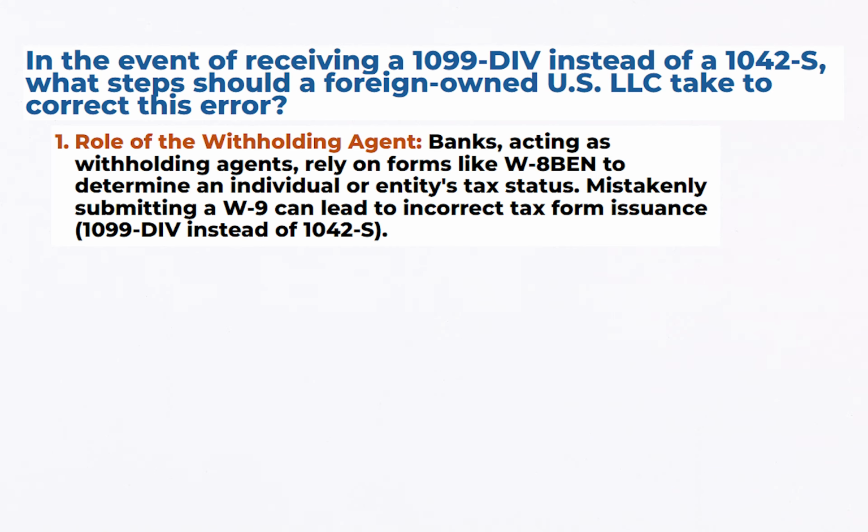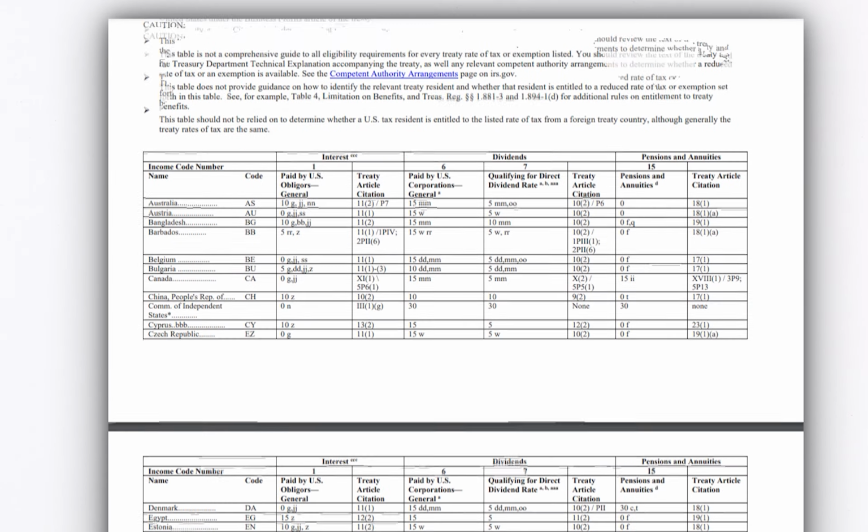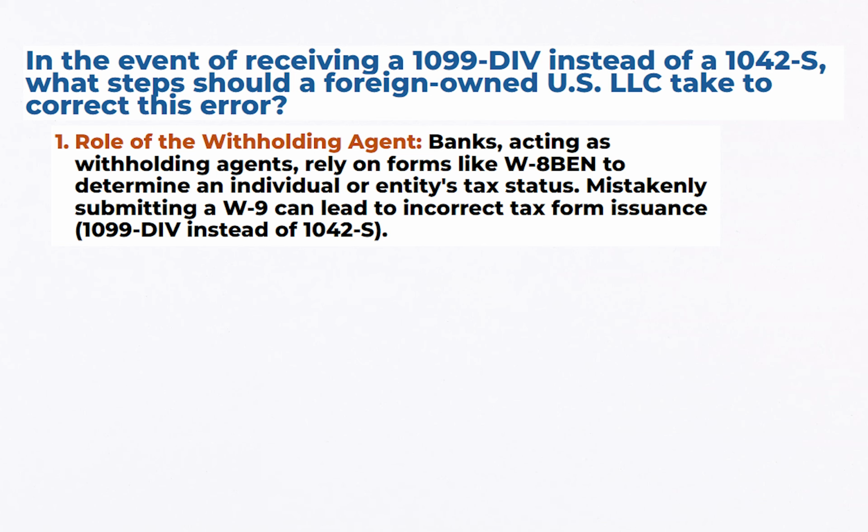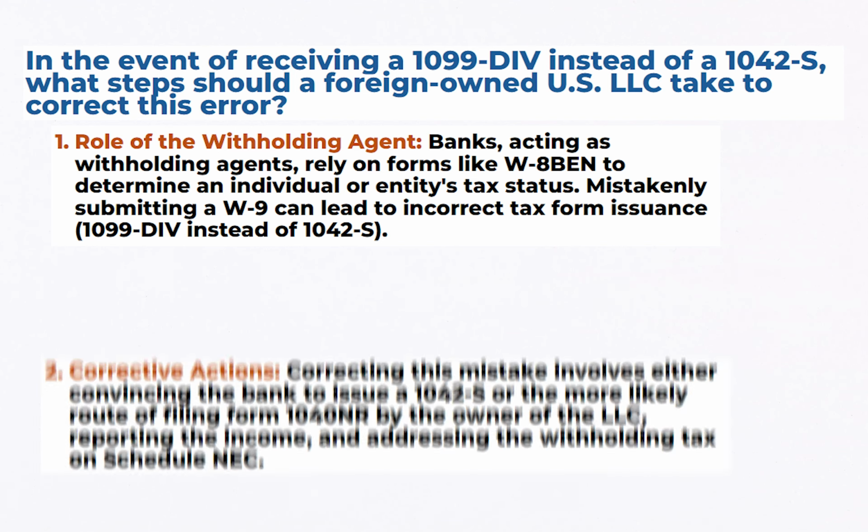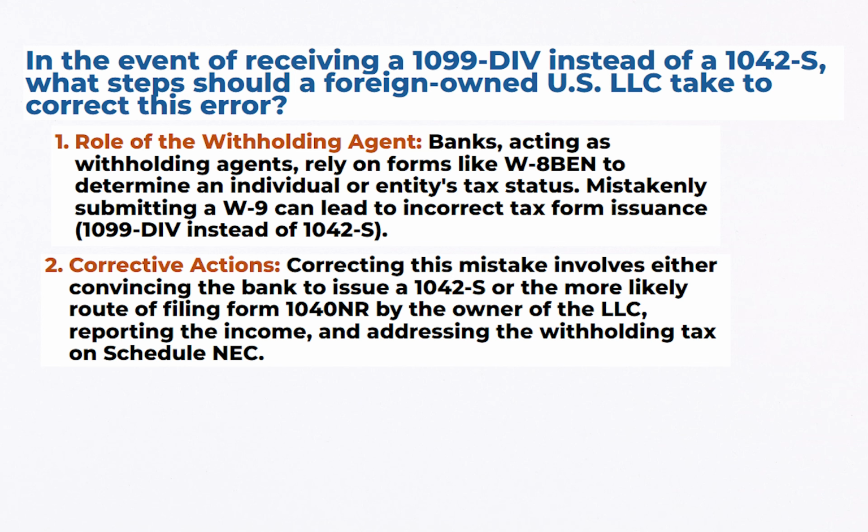Now, what happens when you receive a 1099 DIV instead of a 1042-S? Dividends are subject to U.S. tax withholding of 30% if you do not come from a treaty country, but if you come from a treaty country, it may be lower. More likely, if you're receiving a 1099 DIV, it means that taxes were not taken out of it. So you have to take the initiative of correcting this mistake. This involves convincing the bank to issue you a 1042-S or a corrected form, which most of the time is not going to happen.